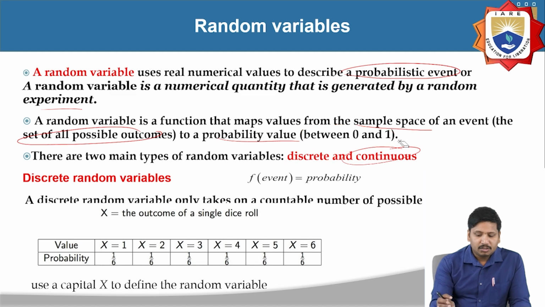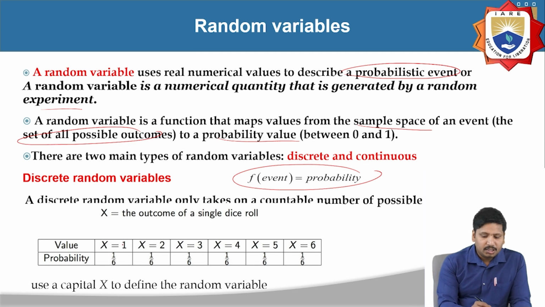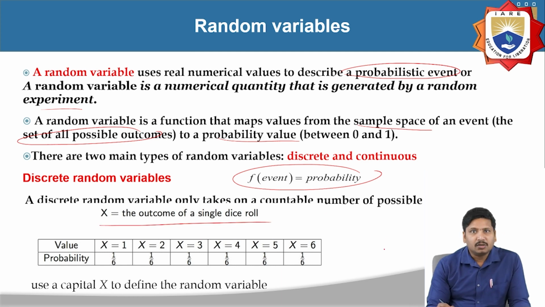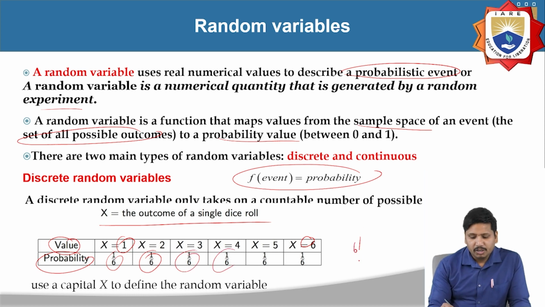Discrete means it is represented as f of event equal to probability. The discrete random variable can take only a countable number of possible values. It is represented like this, where x is the outcome of a single dice roll. The values I get are 1 to 6, and the probability of all these events is the same, 1 by 6, 1 by 6, and the sum is 6 by 6, which equals 1.